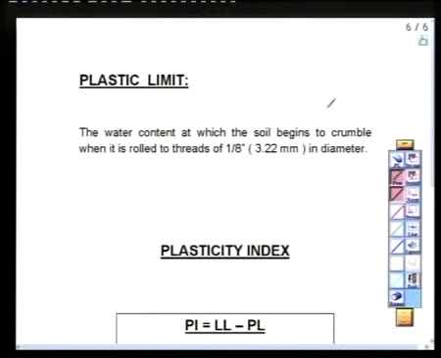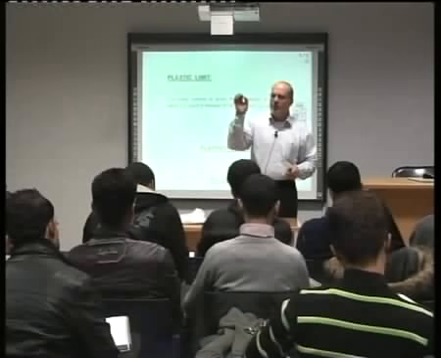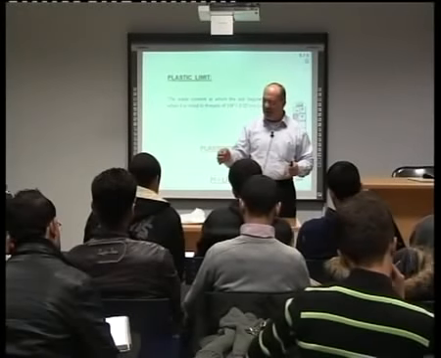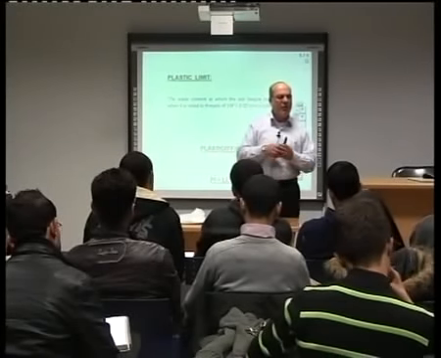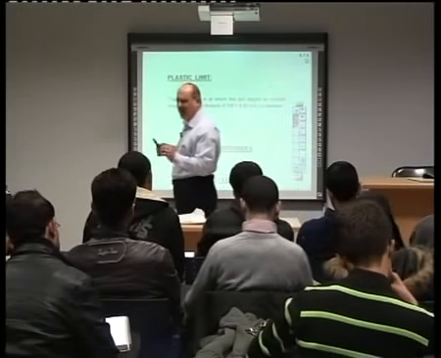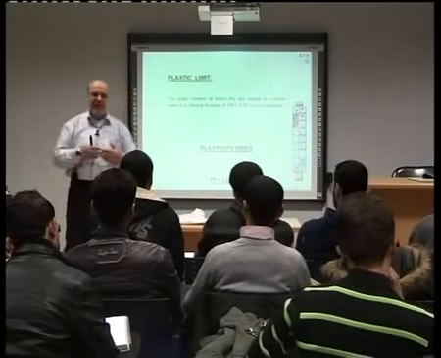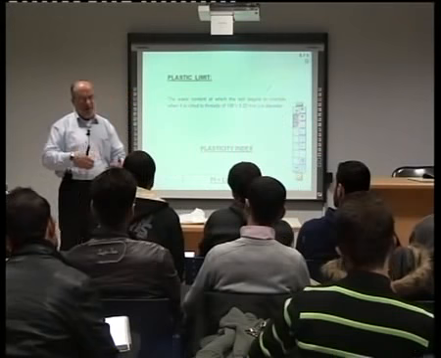We said that the plastic limit is the water content at which the soil begins to crumble when it is rolled into threads of 1/8 inch diameter, 3.22 millimeters. Once it begins to crumble, we take it, put it in the oven overnight, and find the water content. That water content will be the plastic limit, okay? So what we have now is the liquid limit and the plastic limit.